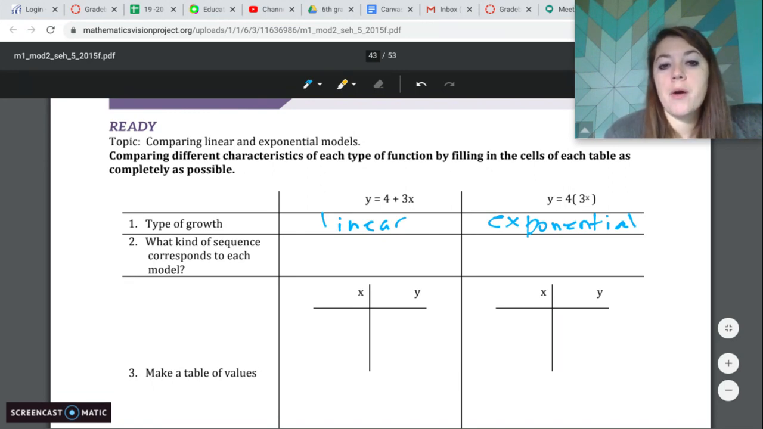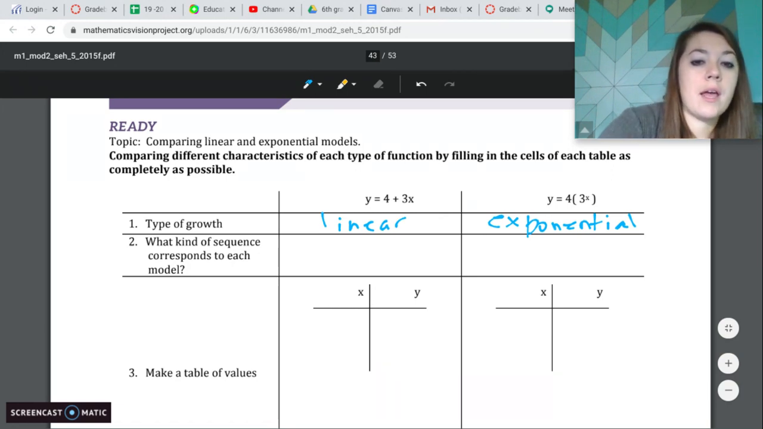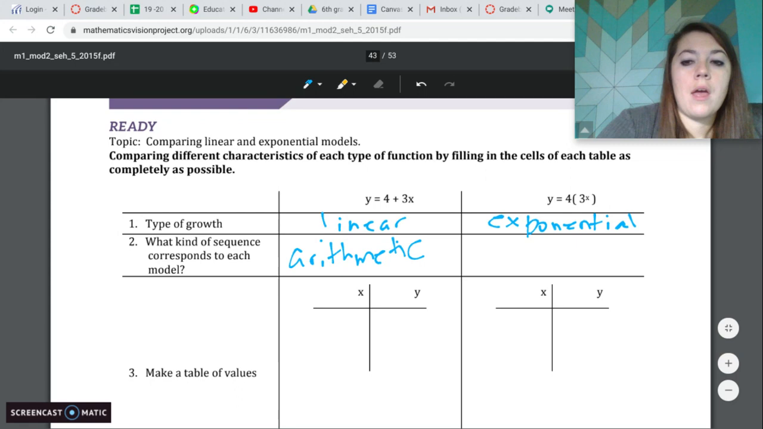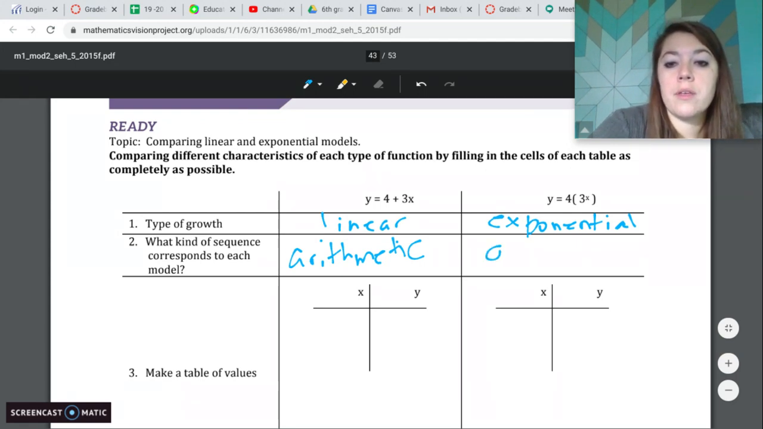So remember, we talked about a linear function is the same thing, or is an overarching theme of what kind of sequence? An arithmetic sequence. And exponential goes with geometric.